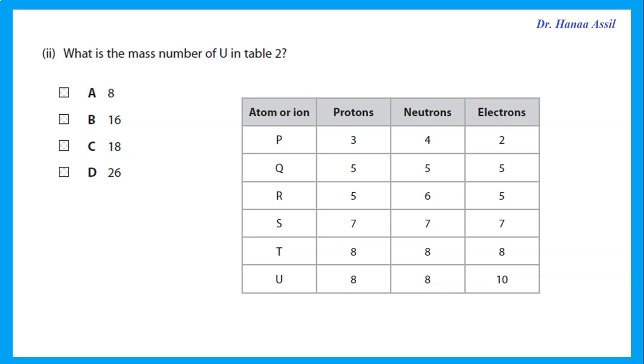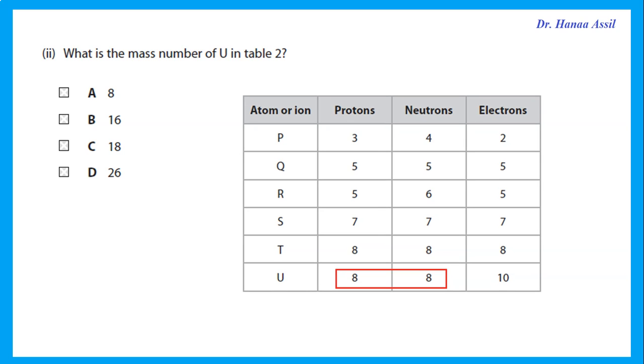What is the mass number of U? Where is U? U is the last one down there. What do we mean by mass number? You should know that mass number is the total protons and neutrons in the nucleus. So, U has 8 protons, 8 neutrons, so its mass number is 16.